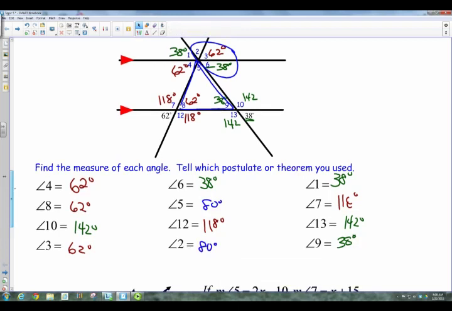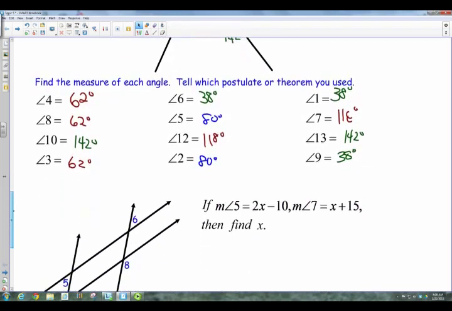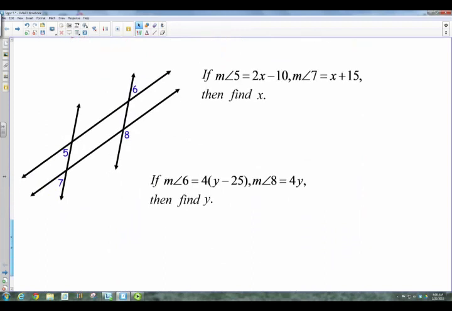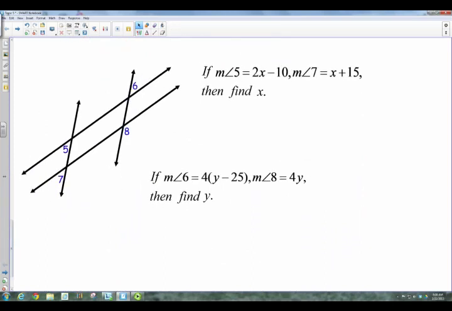Okay, so that's one way that you can use these postulates and theorems. Now the last set of problems that we're going to do here are these ones. Okay, so it looks like we've got two sets of parallel lines. Okay, so we're going to mark these up. So there's parallel, and here's parallel. And what you'll see is they'll put a double marking on those if they're both parallel.